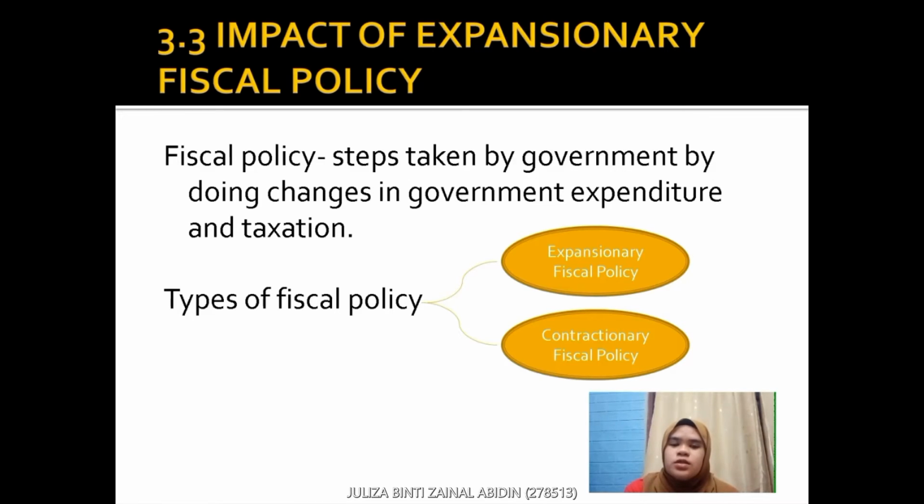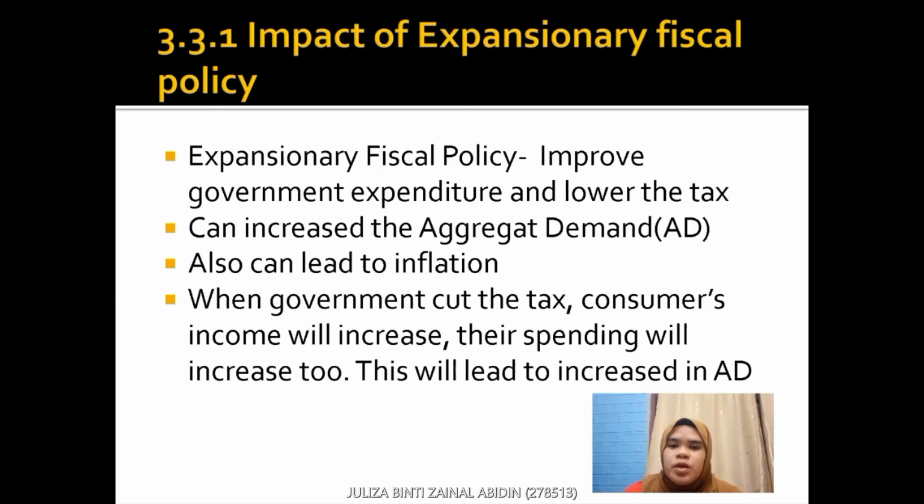Now, I will continue the presentation with Chapter 3, 3.3, that is the impact of fiscal policy. Fiscal policy is the steps taken by government by making changes in government expenditure and taxation to solve the economic problem. There are two types of fiscal policy, that is expansionary fiscal policy and contractionary fiscal policy. Now I will explain about the impact of expansionary fiscal policy.